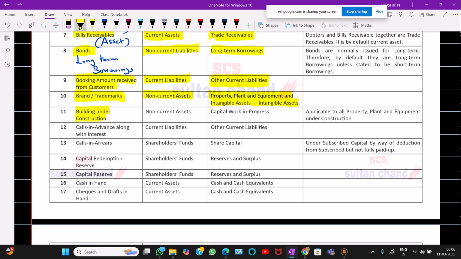What type of asset are they? Fixed assets or current assets? Building is an asset. What type of asset is it? Whether it is a fixed asset or a current asset? Hello. Now, what is building, Kanna? Is it a fixed asset or a current asset? Fixed asset. Fixed assets, sir.